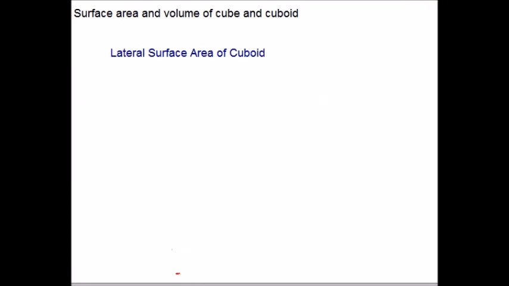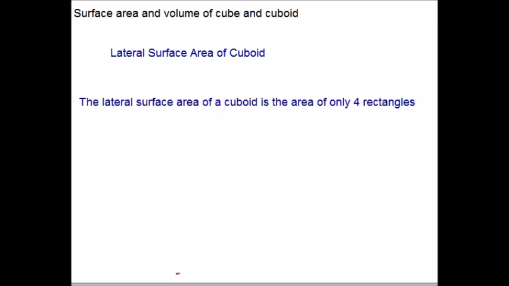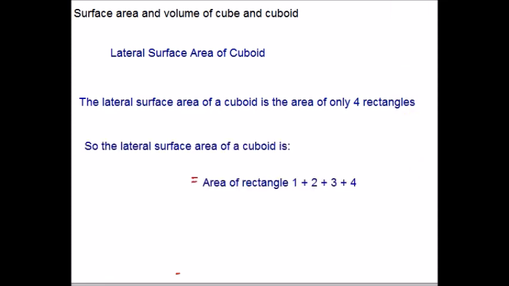Now let us see what is the lateral surface area of a cuboid. The lateral surface area of a cuboid is the area of only 4 rectangles. Since we know that a cuboid is made up of 6 rectangles, finding the area of only 4 gives us the lateral surface. So the lateral surface area of a cuboid would be the area of rectangle 1, 2, 3, 4. You can refer to the figure that I have shown you with 6 rectangles.